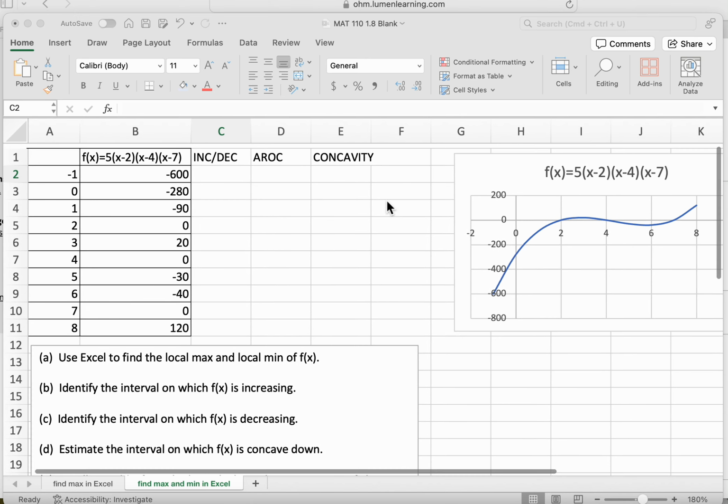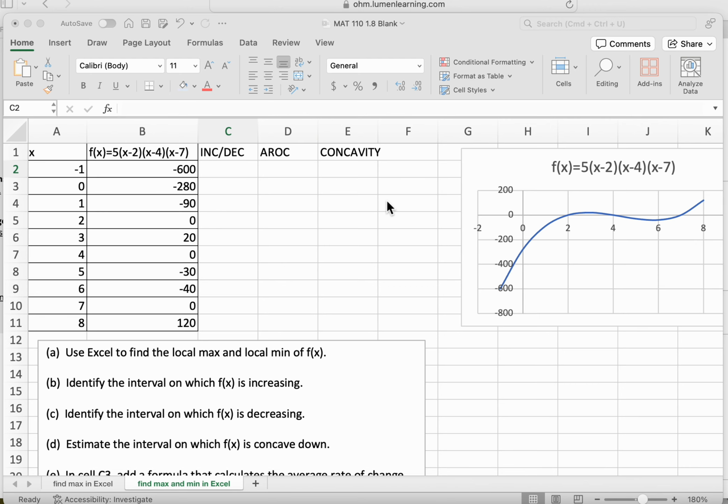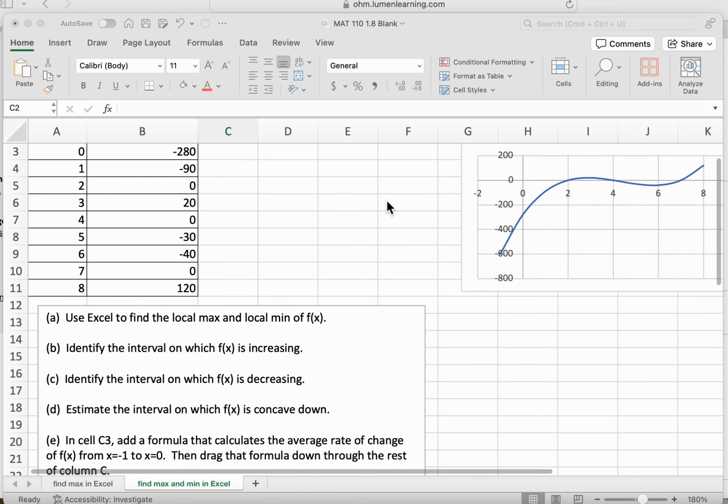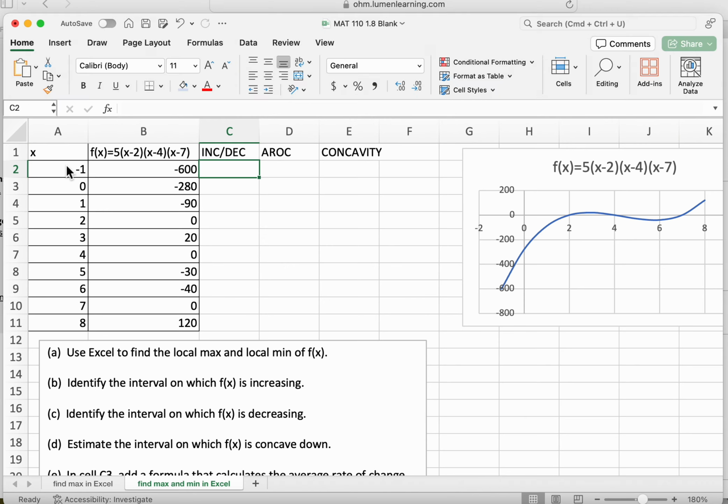Hey everyone, I'm going to do a quick video on finding max, min, and concavity in Excel. This problem is from our 1.8 Excel example file. We started looking at this in class.